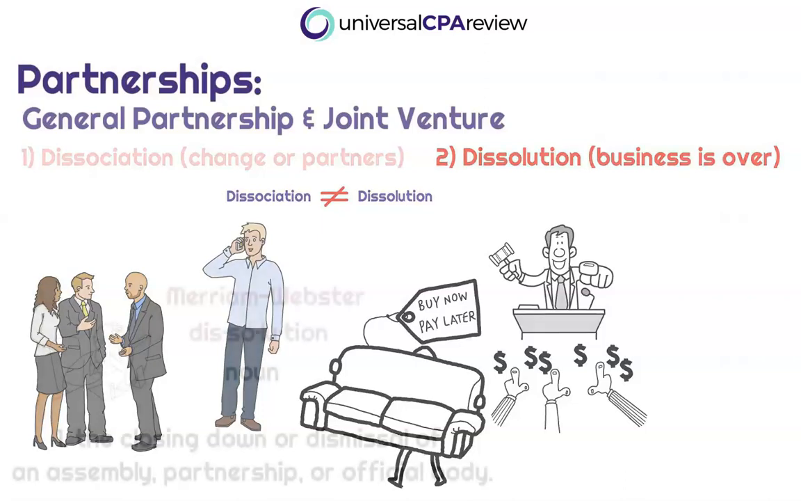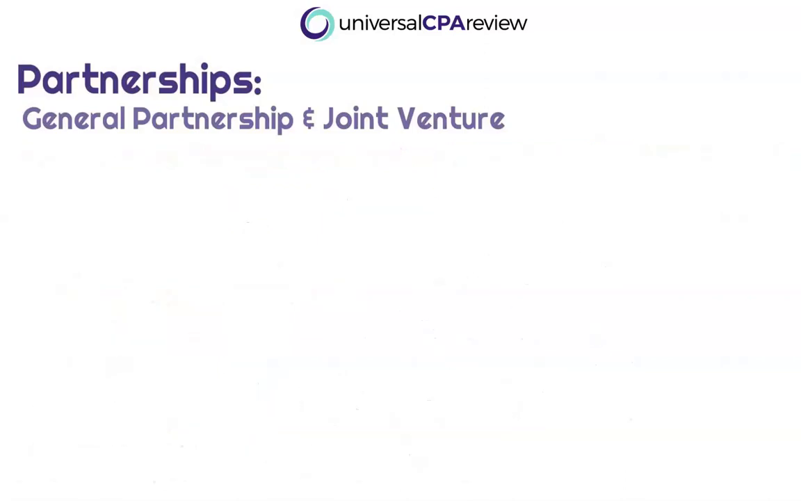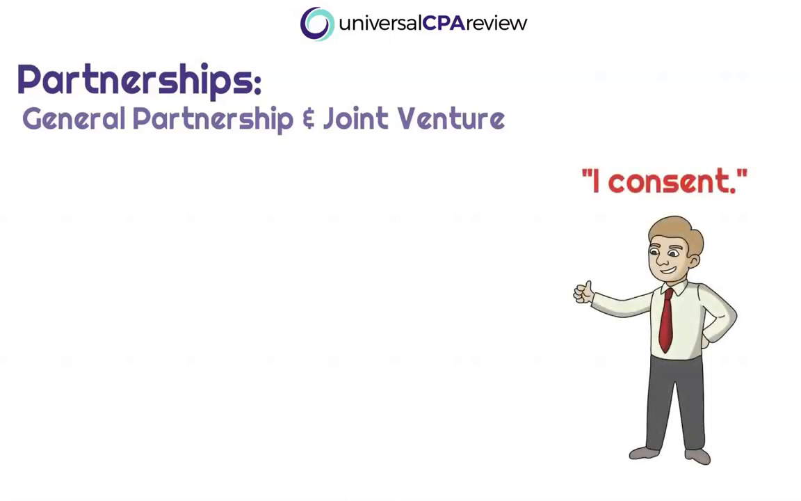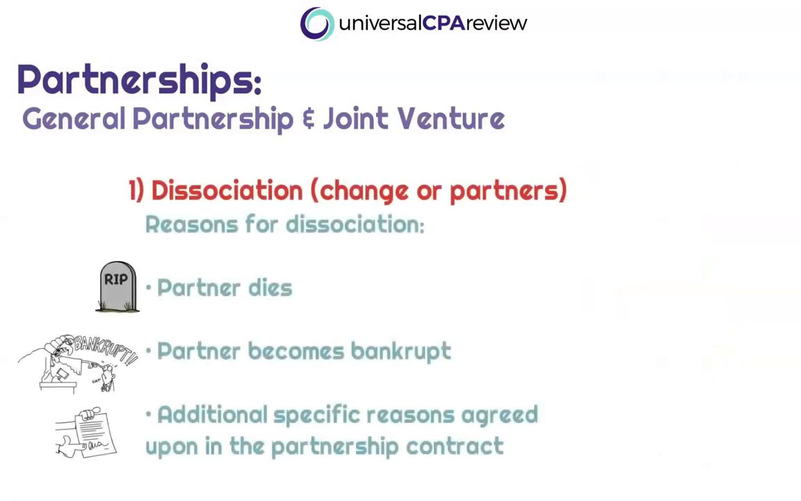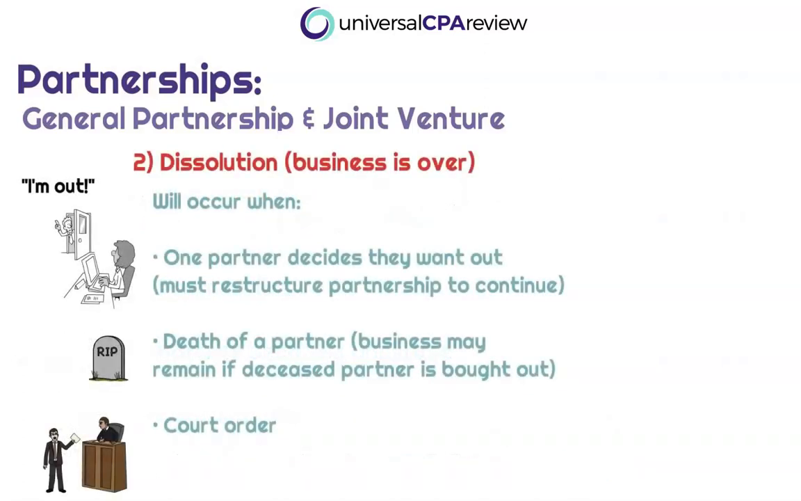Again, general partnerships and joint ventures are very similar in nature. Forming both of these types of partnerships requires the same process, and the same goes for terminating them. Consent is going to be required from all parties for partners to either dissociate from the partnership or for the partnership to dissolve. Some reasons you might see on the exam for one partner to dissociate from the partnership include a partner dying, partners becoming bankrupt, or additional specific reasons agreed upon in the partnership contract. Whereas dissolution, once again, will be when the business is over.